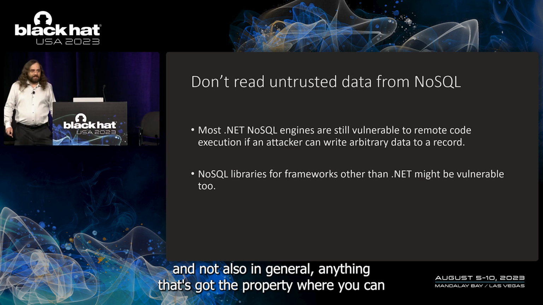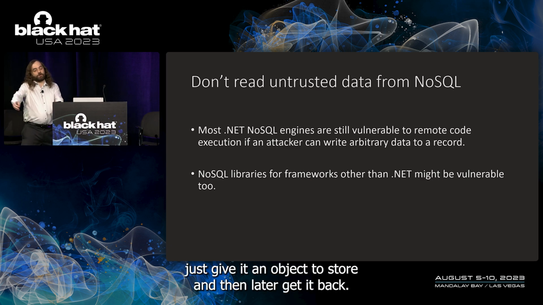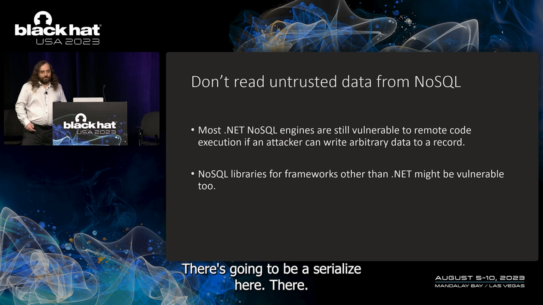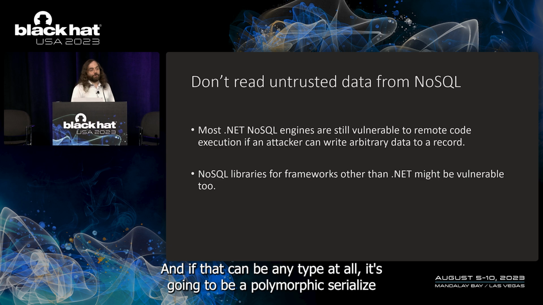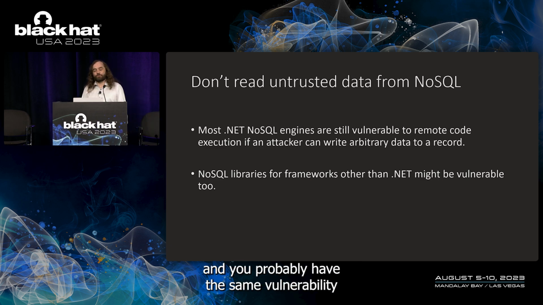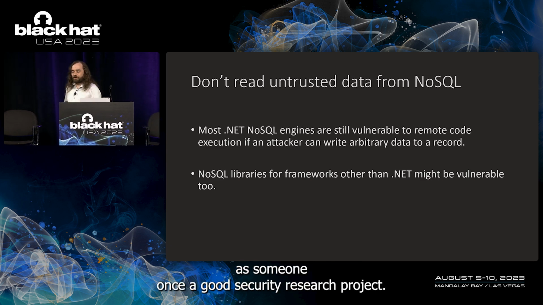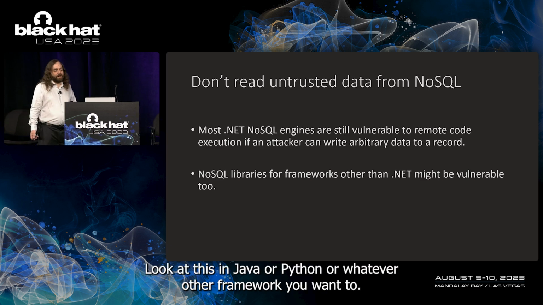In general, anything that's got the property where you can just give it an object to store and then later get it back, there's going to be a serializer there. And if that can be any type at all, it's going to be a polymorphic serializer, and you probably have the same vulnerability. If someone wants a good security research project, look at this in Java or Python or whatever other framework you want to. I didn't really.